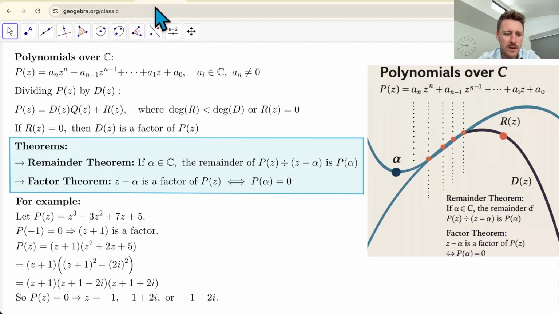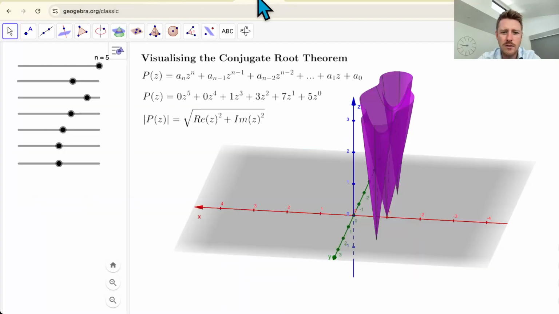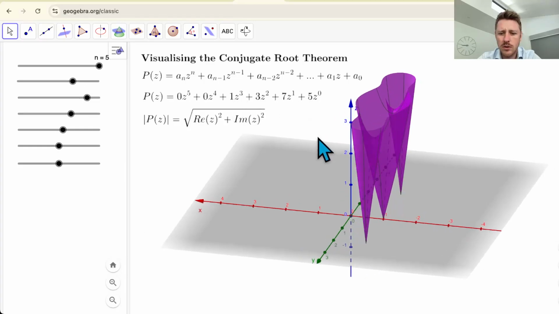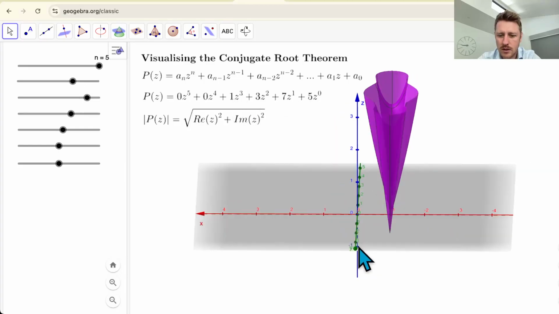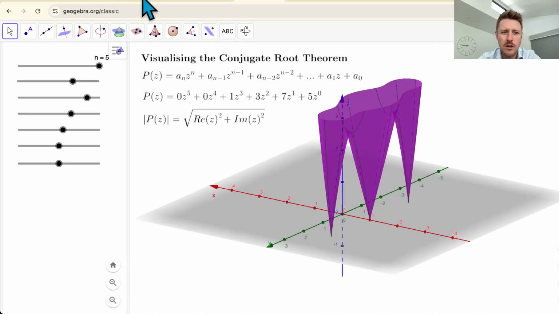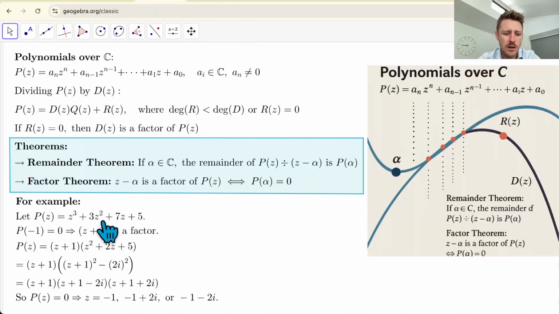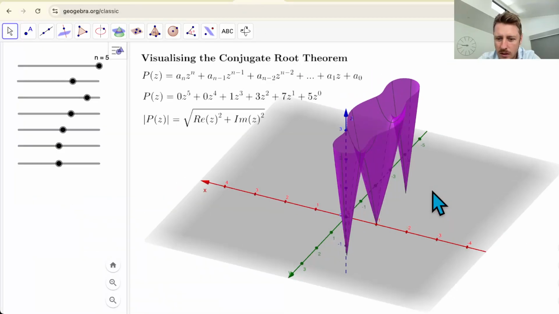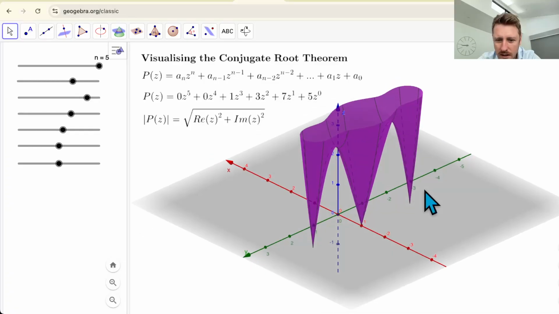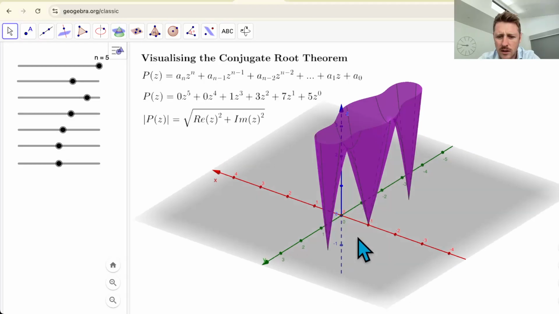If we go back here, z cubed plus 3z squared plus 7z plus 5, you can see that's what we have here. What you'll notice is that where this goes to 0 is actually the solutions. So quickly, what were our solutions? I had one at -1, and then -1 plus 2i and -1 minus 2i. If we come over here, we can see that on the x-axis this point here is at -1, which is one of our solutions.